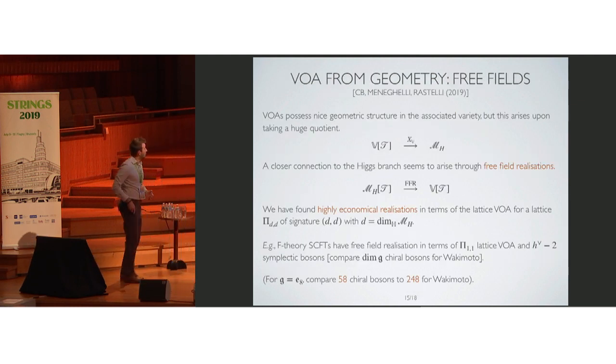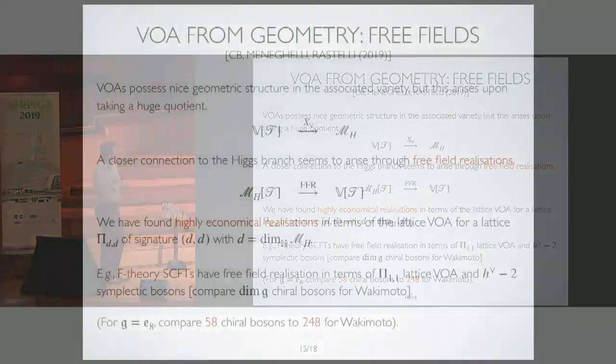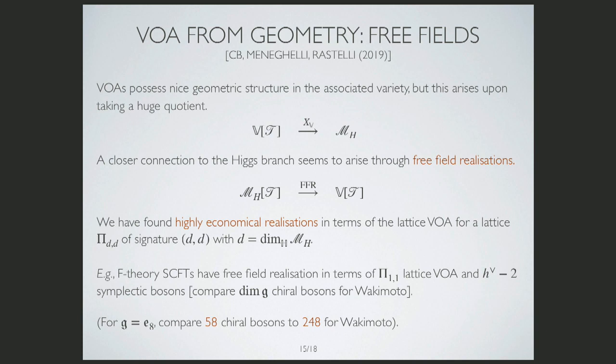Okay, so I should speed up a little bit. The story I was just telling was about trying to extract some nice geometric structure from the vertex algebra. I said it was non-trivially possible to do it. There was some map that took a vertex algebra associated to a 4D theory and gave me back the Higgs branch.